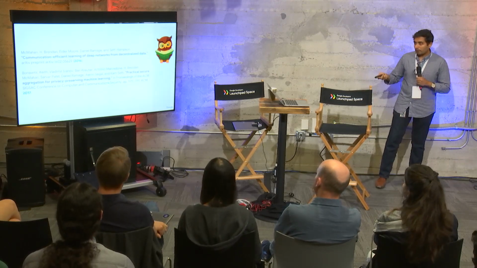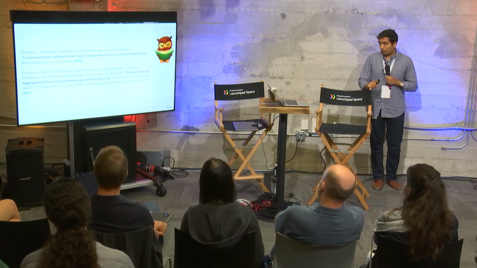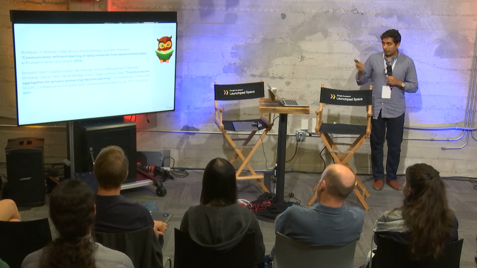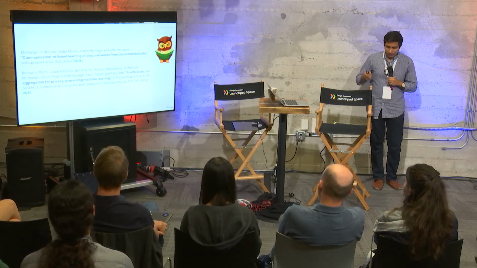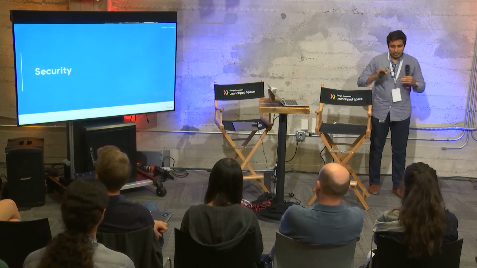Here's a couple of papers. Again, you can take a look at them offline if you want to know more details about how to do this. There are some really cool machine learning models that have been trained and some very interesting crypto there. So, okay, that's privacy in 4 stories.